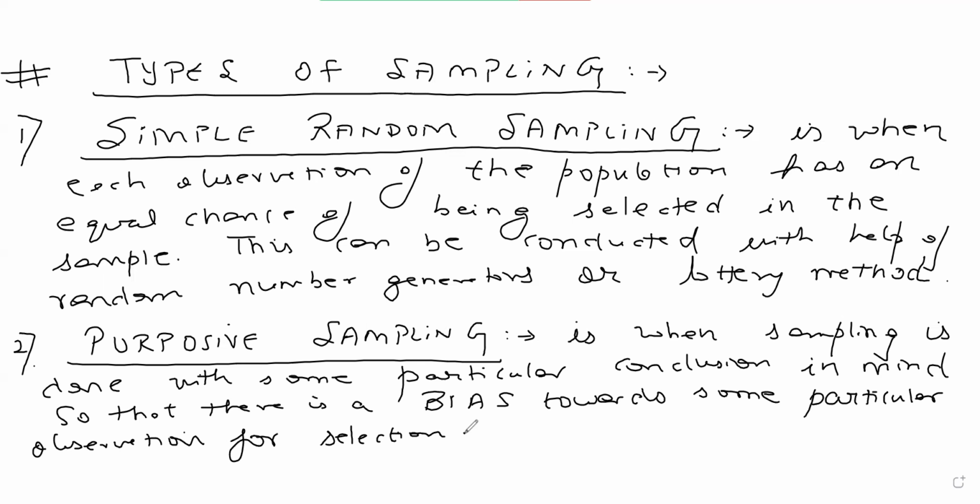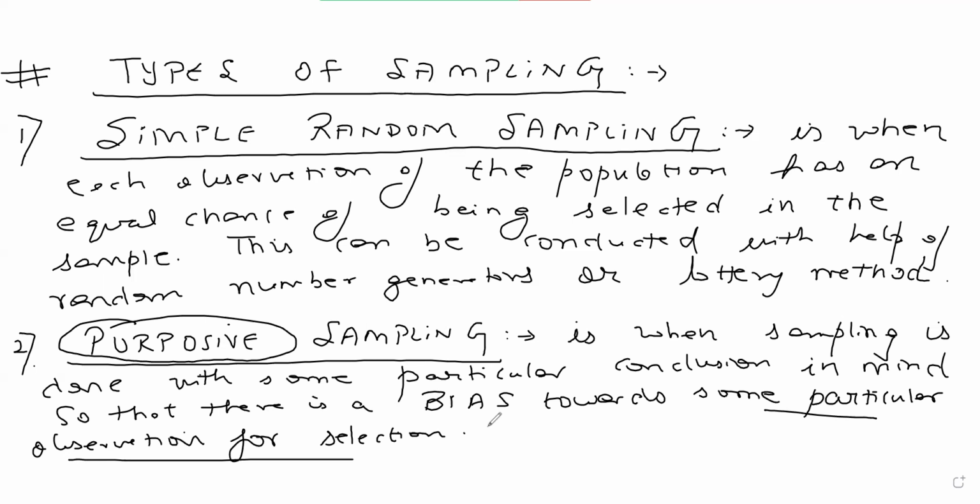If I want to see how inflation impacts the middle class families, how it affects their cost of living, then in my sample, I will purposively, deliberately choose only the middle class families, families with incomes in the middle class. Okay, so this is purposive sampling, where you are biased towards some particular observations for selection.